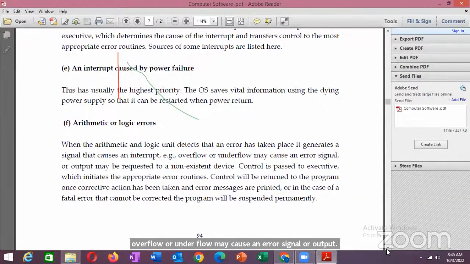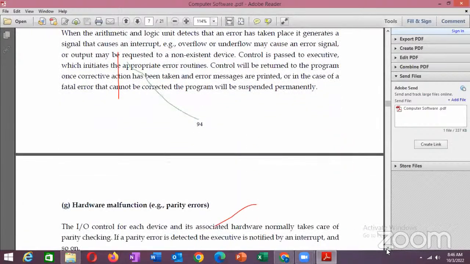So control is passed to the executive, which initiates the appropriate error routine. Control will be returned to the program once corrective action has been taken and error messages are printed. Or in the case of a fatal error that cannot be corrected, the program will be suspended permanently. So that's very important.